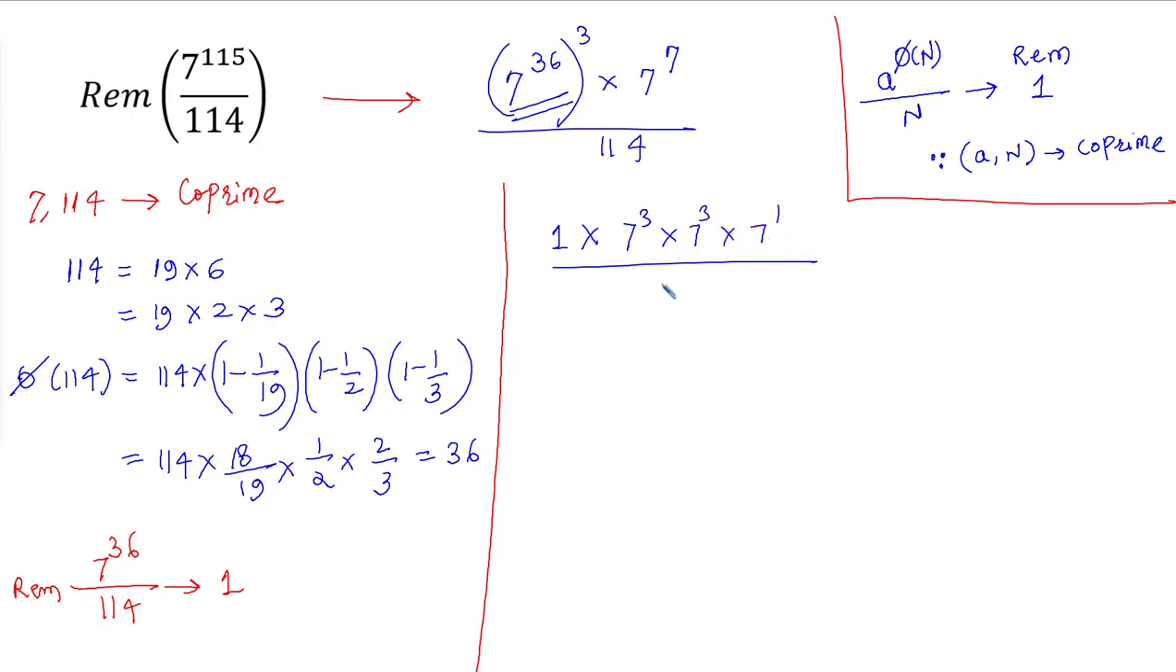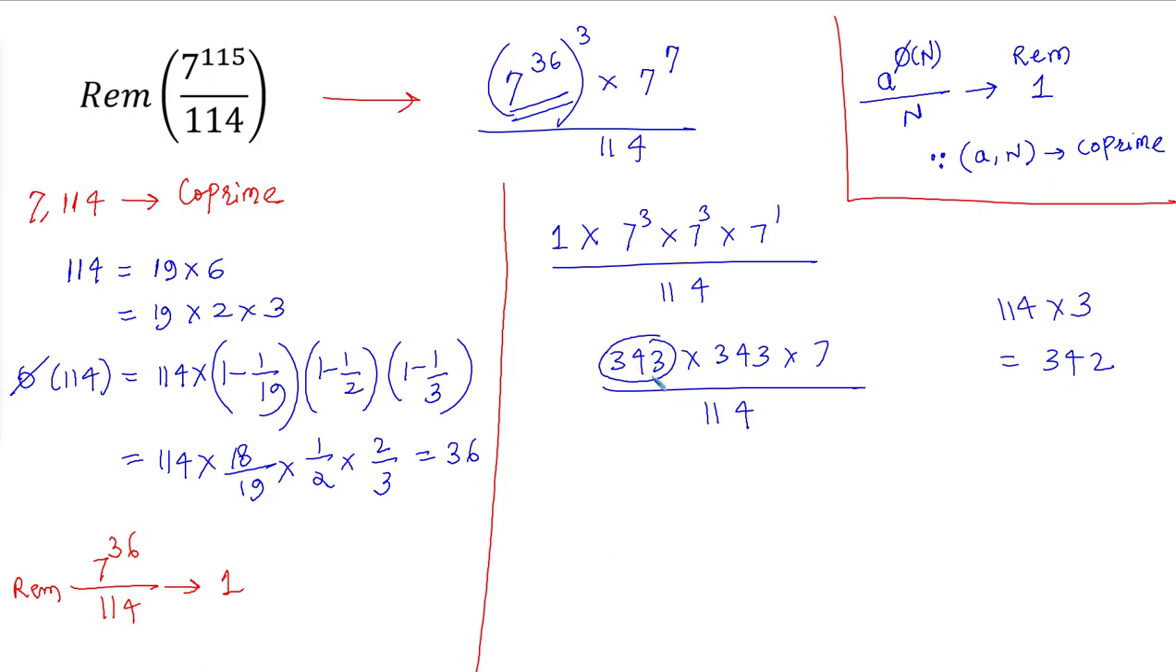Okay, that is equal to how much? 343 into 343 into 7 divided by 114. Okay, so now we can see that 114 into 3 is equal to how much? 342. Okay, so if we divide this number by 114, the remainder is going to be 1.